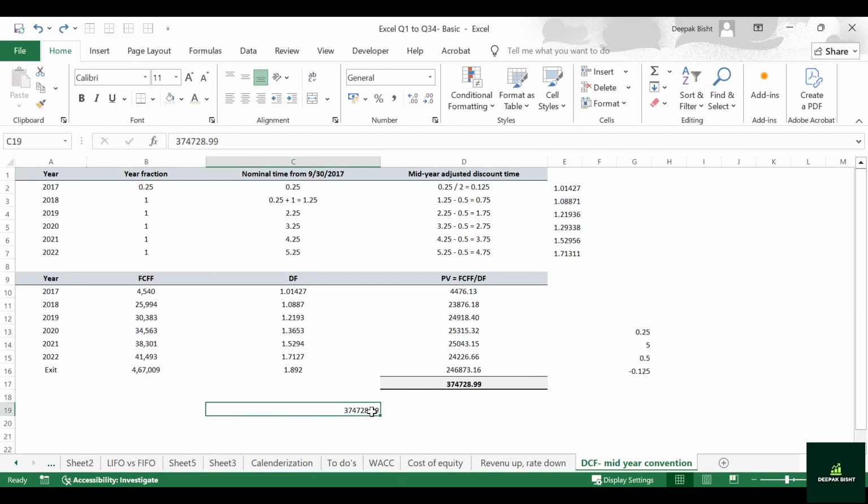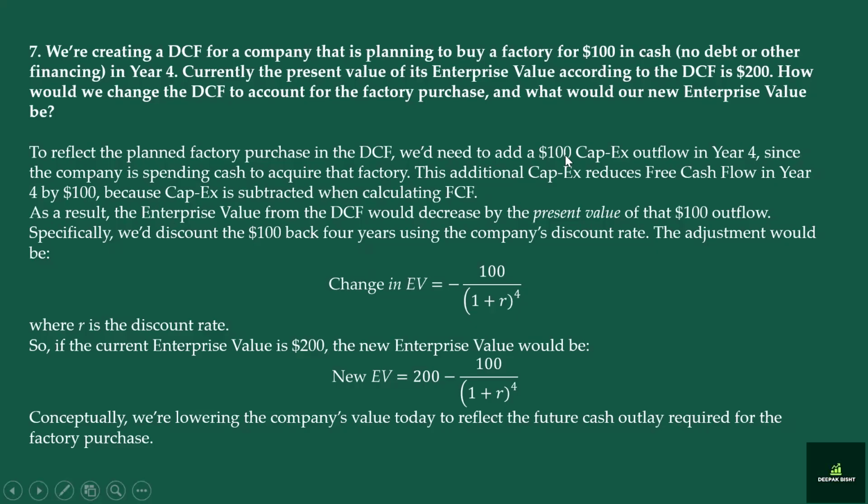Okay, so I hope this was clear and helpful. In the explanation, they have given us a rough estimate of how much it will reduce the enterprise value, but formula-wise the adjustment will look like this. The current enterprise value is 200. If the current enterprise value was $200, we will reduce it by whatever fraction the change implies.